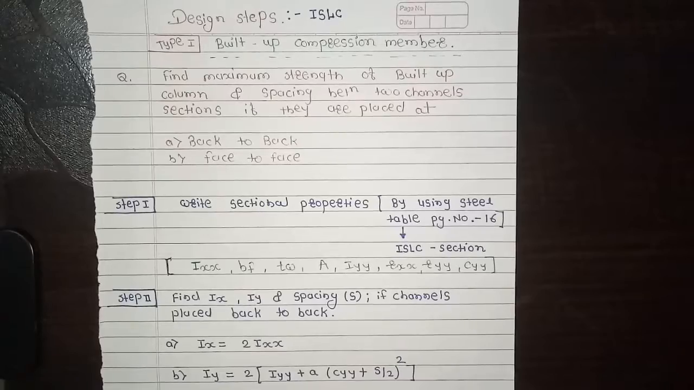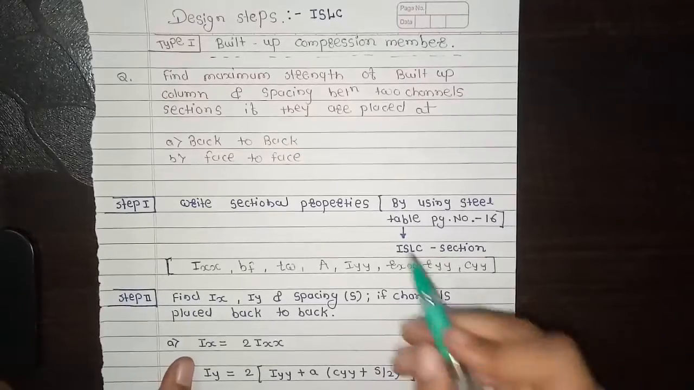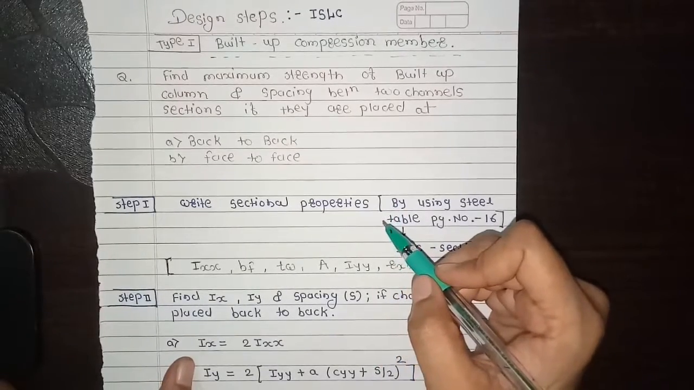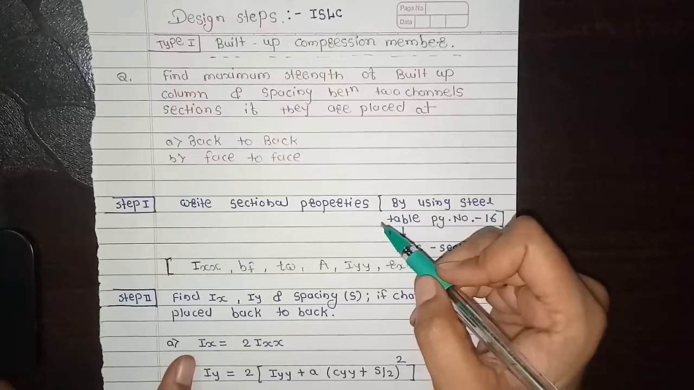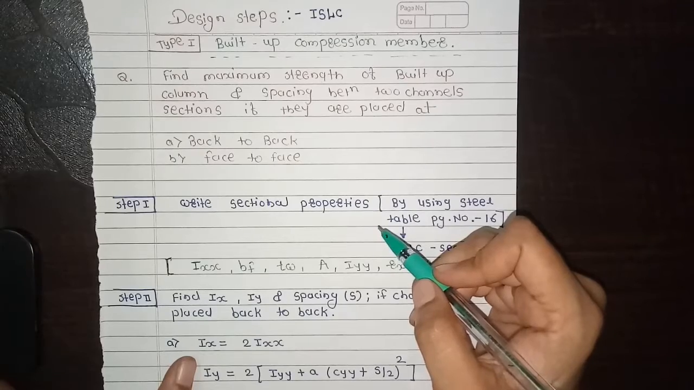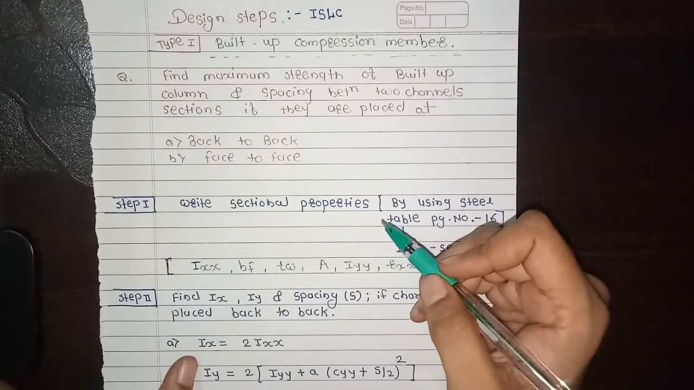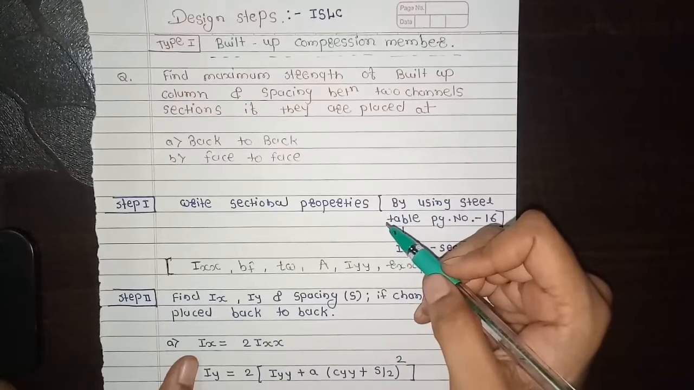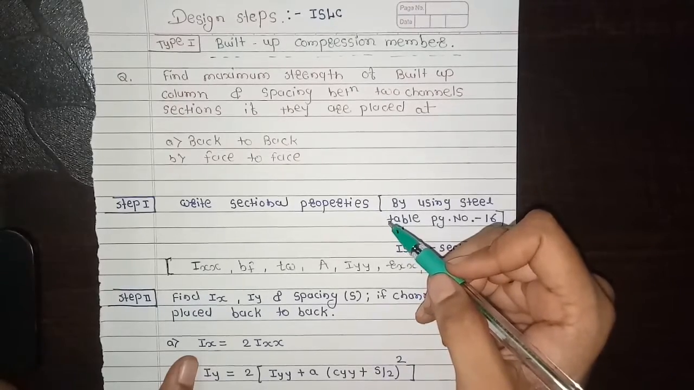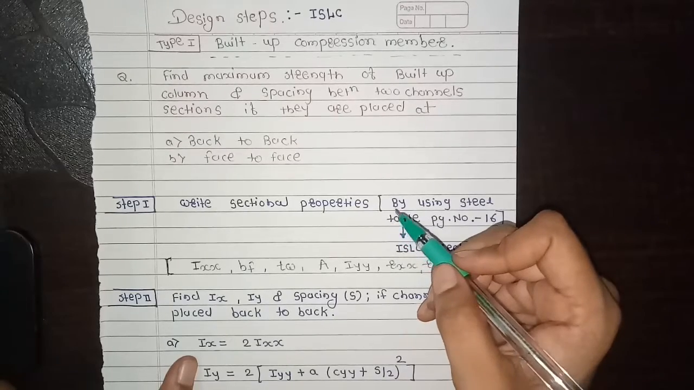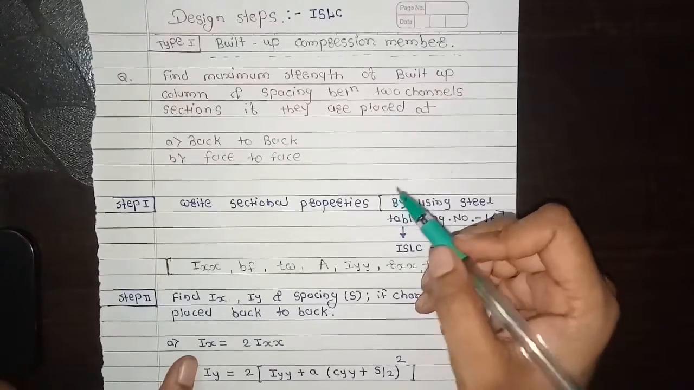Hello friends, today we will learn examples based on built-up compression member. First of all, what is built-up section? When load is very heavy or strength of single section is not sufficient to carry the load, that time we have to go for built-up section. It consists of more than one section. It is mainly used for railway, bridges, stadium, etc. So today we will learn example based on built-up compression member.